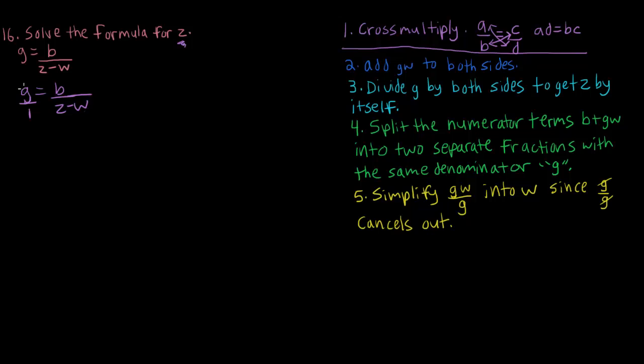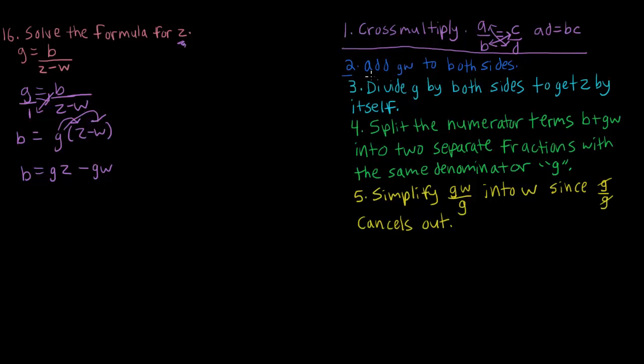So if we do that, we have to multiply g by z minus w and b times 1. B times 1 is just b equals g times z minus w. We have to go ahead and distribute g times z and g times negative w, so we have b equals gz, g times negative w is just minus gw.